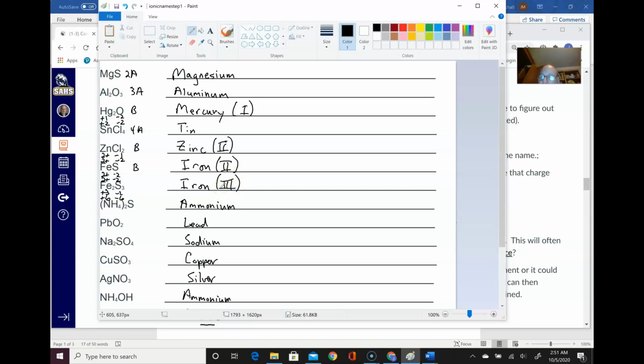Okay, the ammonium is a polyatomic ion. I don't have to do anything. Lead is in an A column. It's in 4A. I don't have to do anything. Sodium is in column 1A. I don't have to do anything. Copper is in a B column.